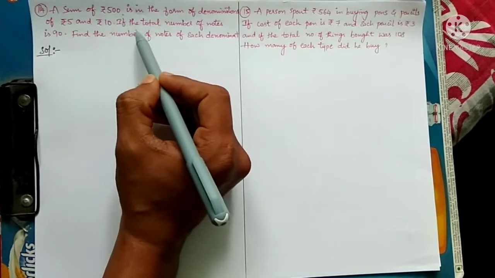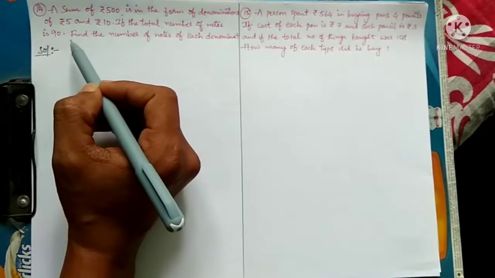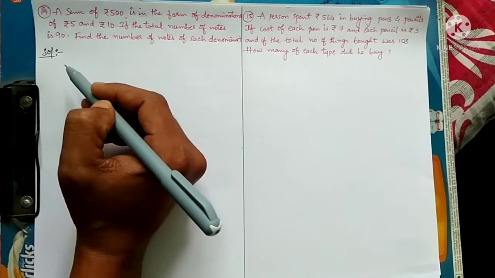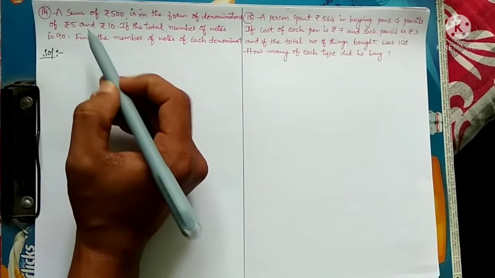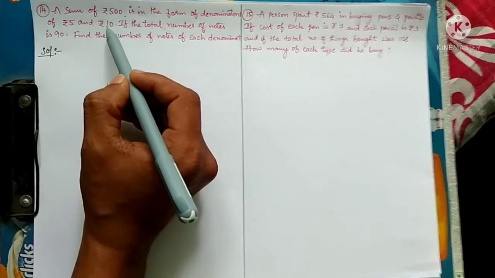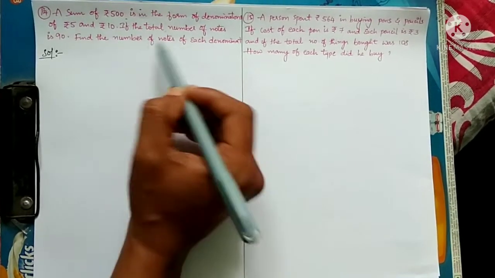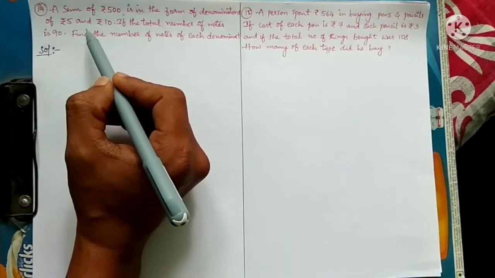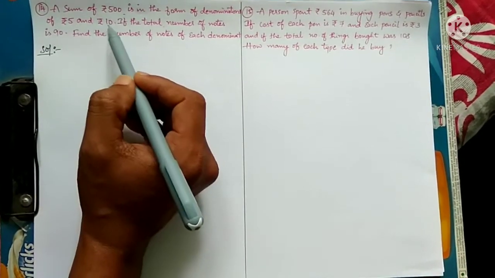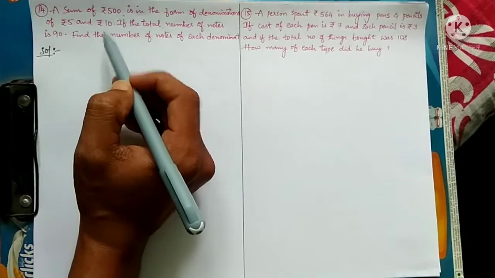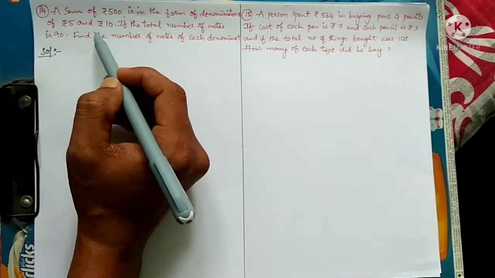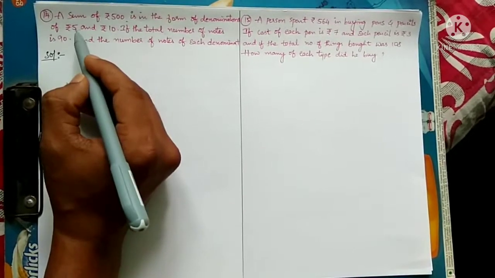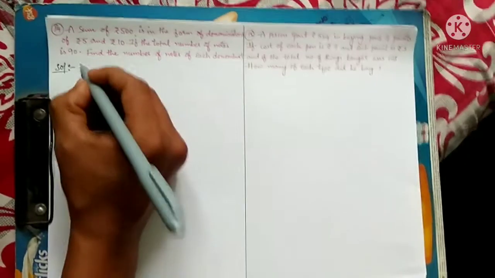The next statement, if the total number of notes is 90, means I have 90 notes. In those 90 notes I have 5 rupees notes and 10 rupees notes. Find the number of notes of each denomination. That means we have to find the number of 5 rupees notes and the number of 10 rupees notes. We do not know how many, so let us assume that the number of 5 rupees notes be x.